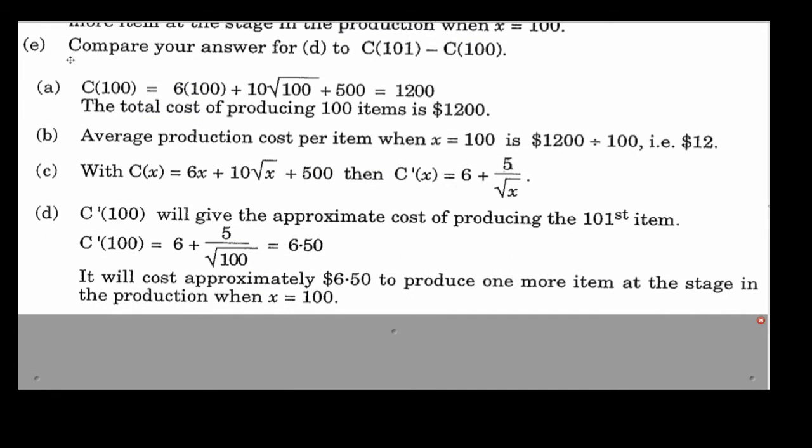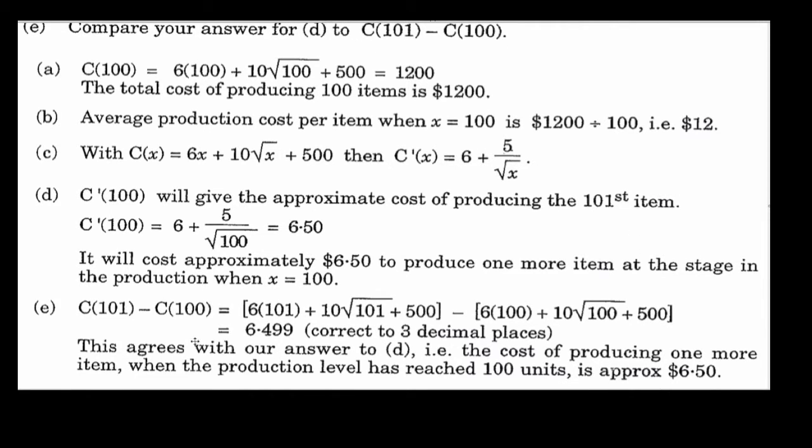Okay, last question says compare our answer for D for C101 minus C100. So if we just work out the cost of producing 101 items, subtract off the cost of producing 100 items, we'd put all this on our calculator, we get very close to $6.50, so you can see those two are the same.